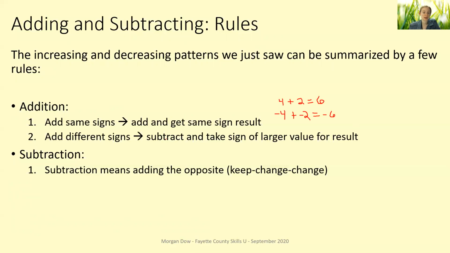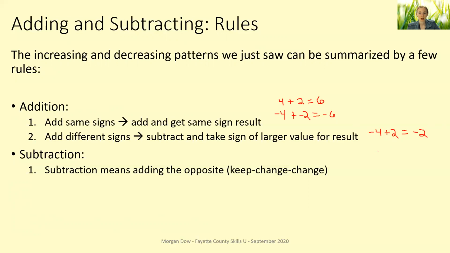And then the second rule is if you're adding different signs, you subtract the numbers and then take the sign of the larger value for your result. So let's say we are adding a negative 4 and a positive 2. Well, we have a negative and a positive, so we would subtract them. We'd do 4 minus 2, and then we would keep the sign of the larger value. So 4 is larger than 2, that means our answer is going to be negative because 4 is negative here. So our answer would be negative 2.